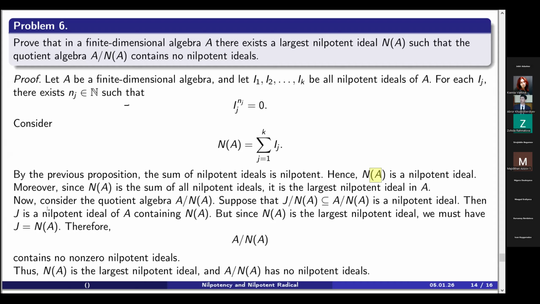Is this sum a simple sum or a union, like you said? What kind of sum? Is this an ordinary sum, the sum of two ideals? Yes, that's possible. I understand. Yes, the sum of ideals. I understand.